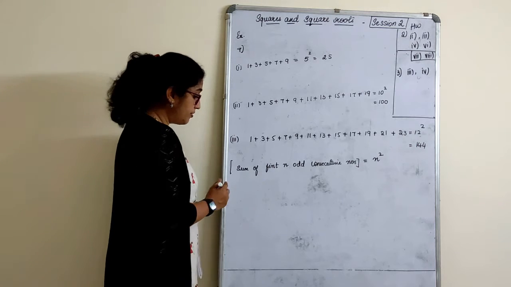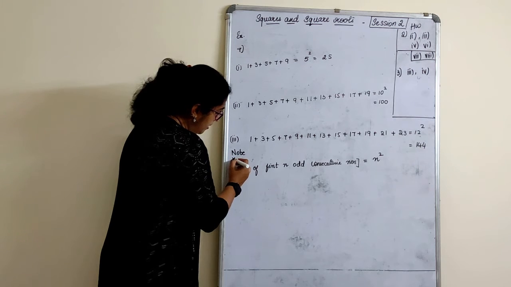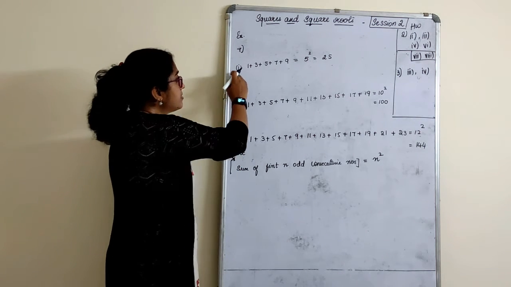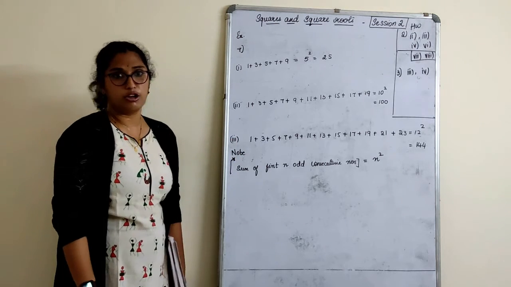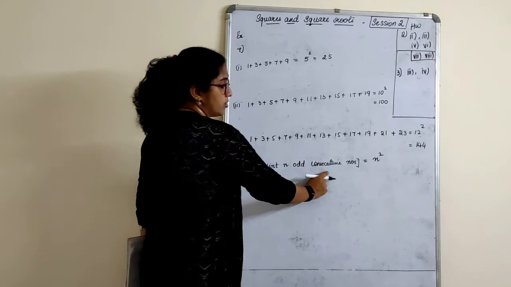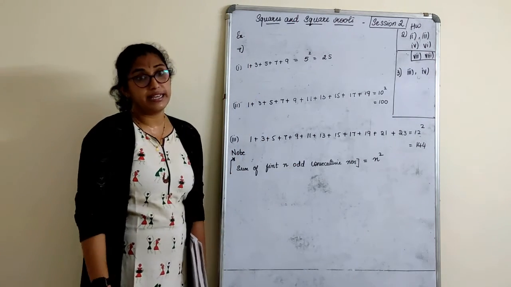So what you have to do, children? Write a note. Put a star mark and first write this. After you write this, solve these three sums. First write a note: the sum of the first n odd consecutive numbers is nothing but n square.